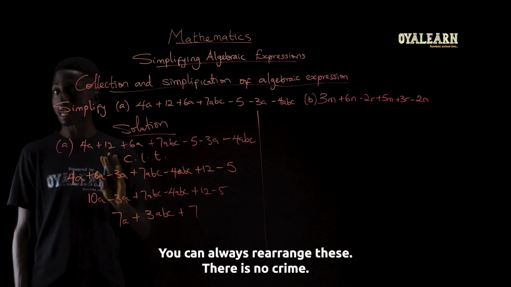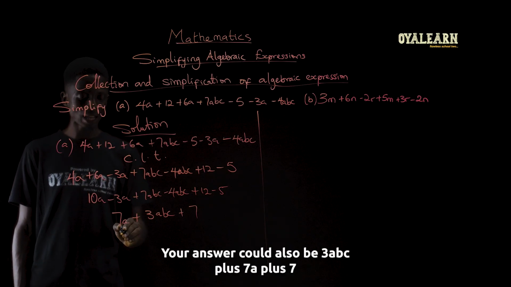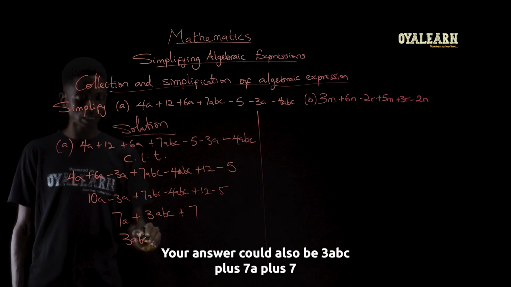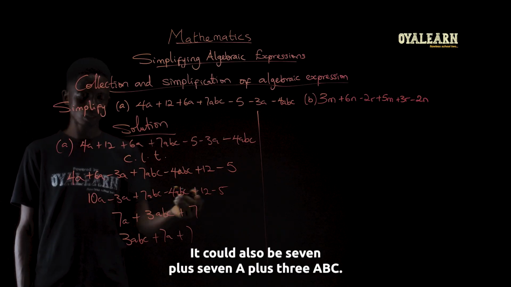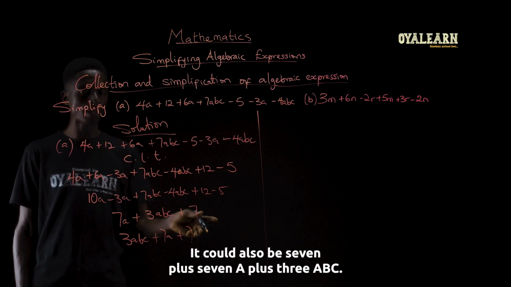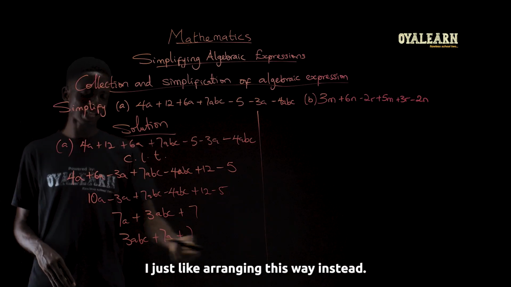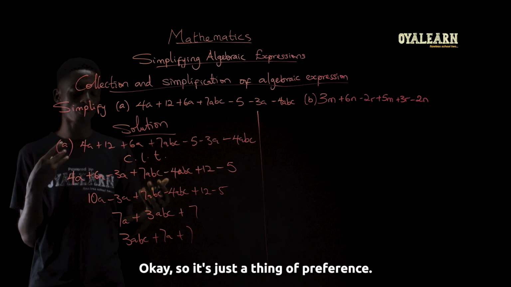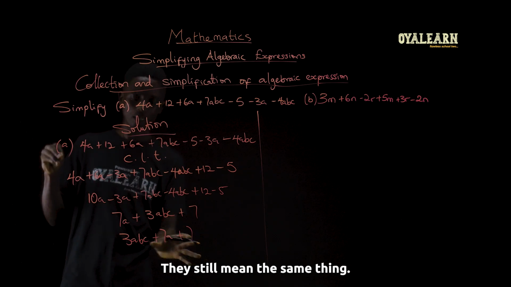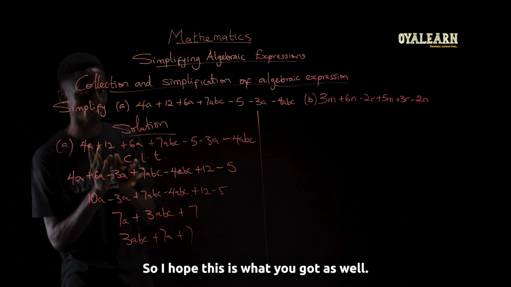You can always rearrange this, there's no crime. Your answer could also be 3abc plus 7a plus 7. It could also be 7 plus 7a plus 3abc. They are still the same thing. I just like arranging this way instead, okay? So it's just a thing of preference. They still mean the same thing. So I hope this is what you got as well.